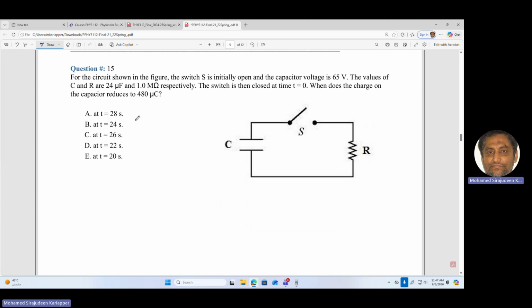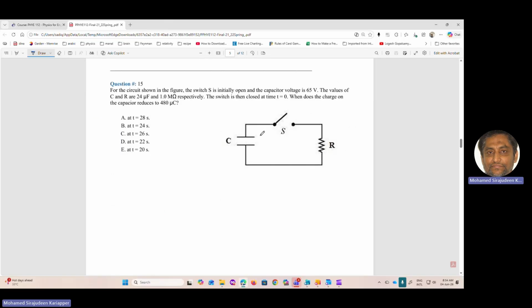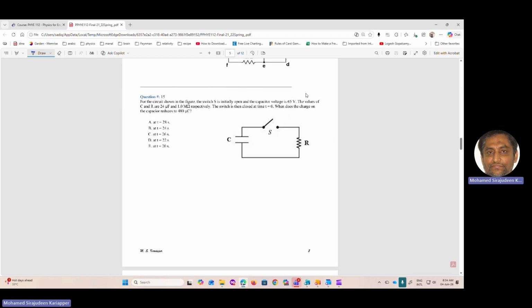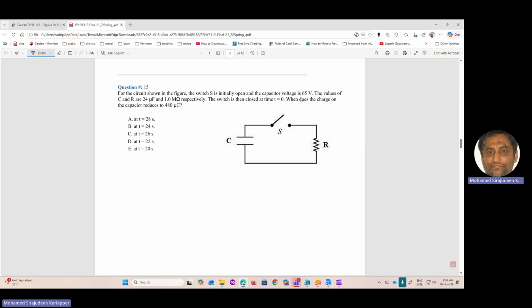Right. Question number 15. This is discharging of a capacitor. There is no battery, you don't see any battery. So the capacitor is initially charged, and the voltage across the capacitor is given as 65 volt. And the capacitance of the capacitor is given as 24 microfarad.